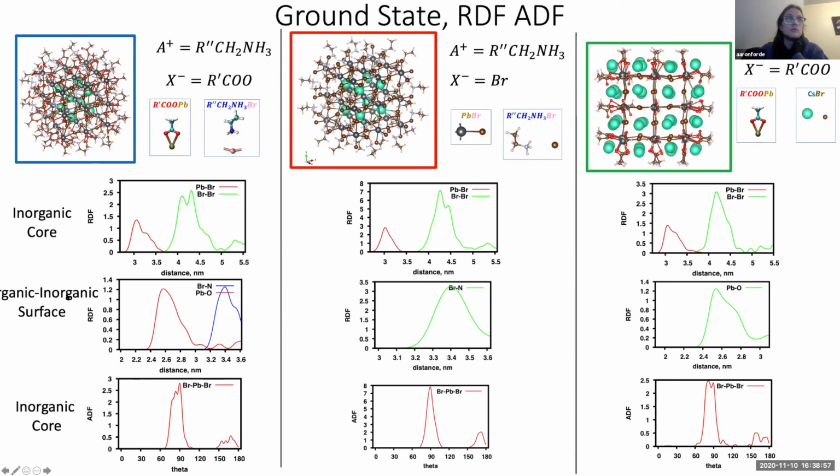So that's the top row. The middle row is looking at coordination distances of species on the surface. So the red line is lead-oxygen bond distances, and the blue line is coordination between the ammoniums and the bromine. And then the very bottom row is an angular distribution. So it's the angles between the lead and bromine in the inorganic core.